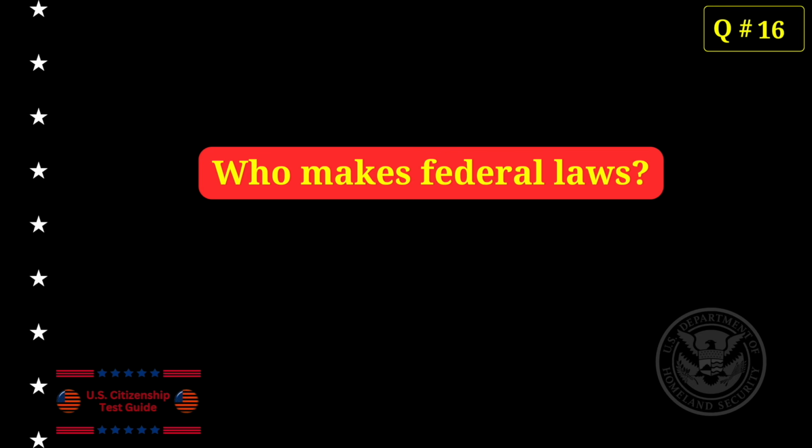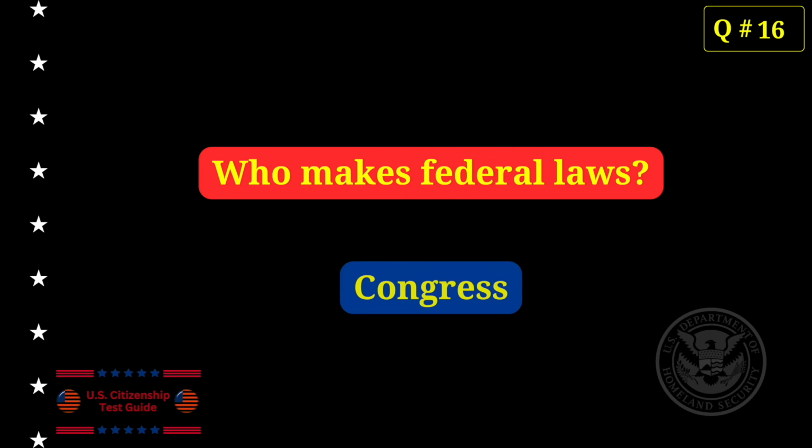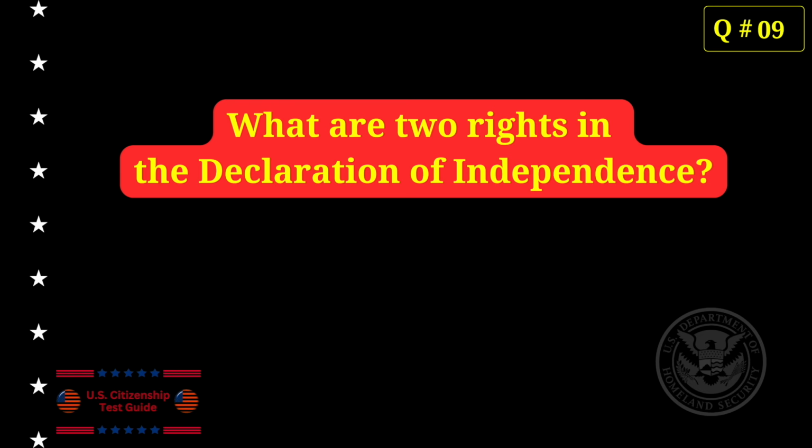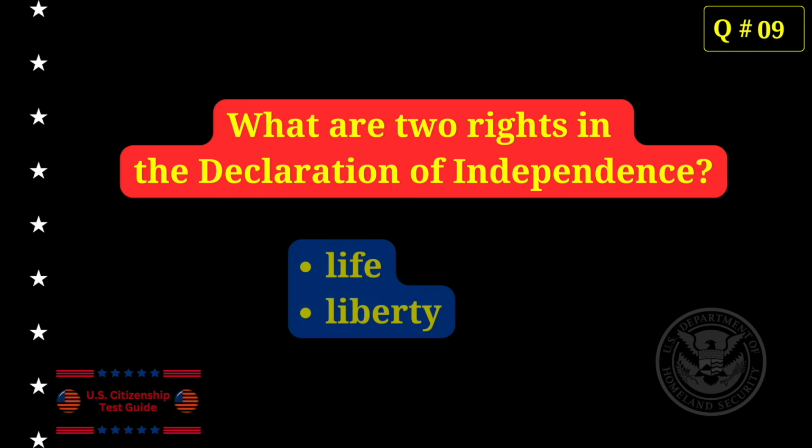Who makes federal laws? Congress. What are two rights in the Declaration of Independence? Life, liberty.